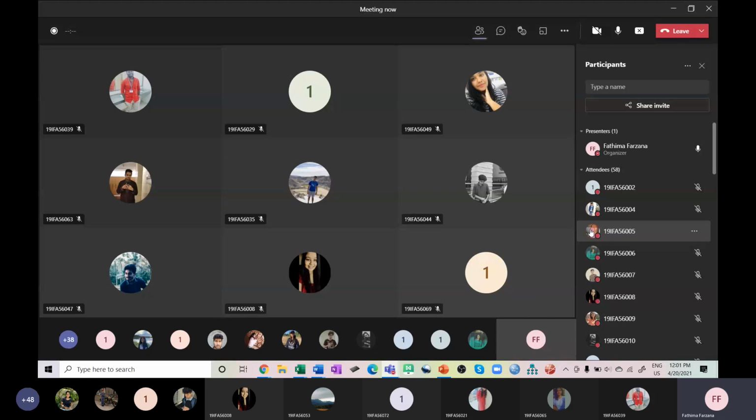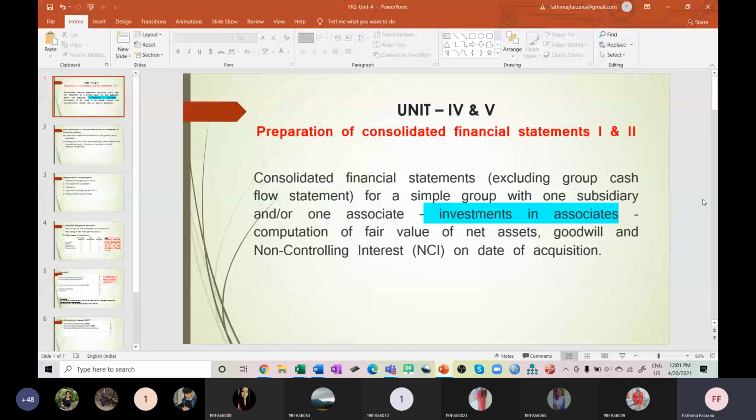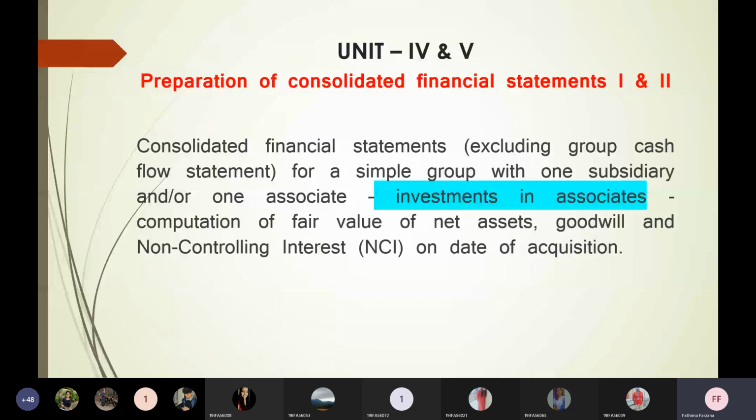So this is the syllabus content of Unit 4. Unit 5 will be later, okay? This is Unit 4 content. In this we have consolidated financial statement for a simple group with one subsidiary or one associate. And investment in associate, I moved it from Unit 2 to here, okay? If I had taken it in Unit 2, it would not have a continuation. But here you'll be studying what is an associate and it will be very easy for you.